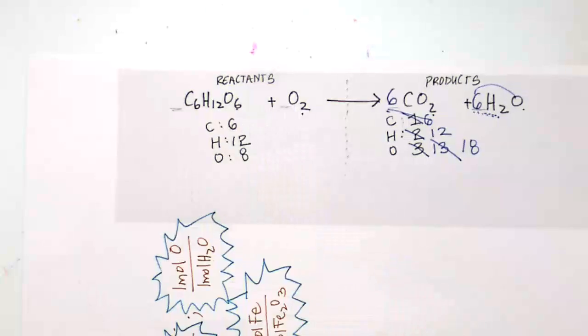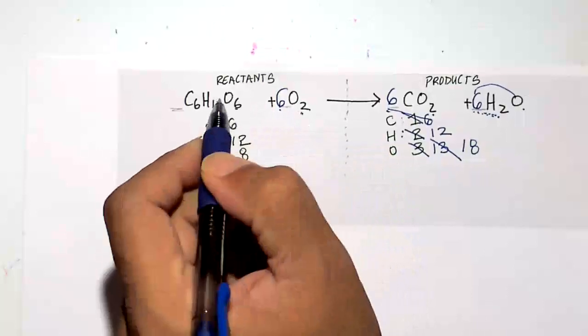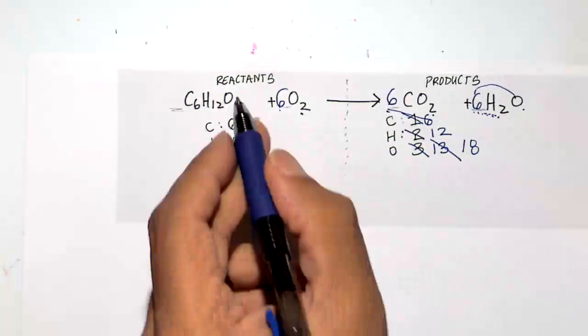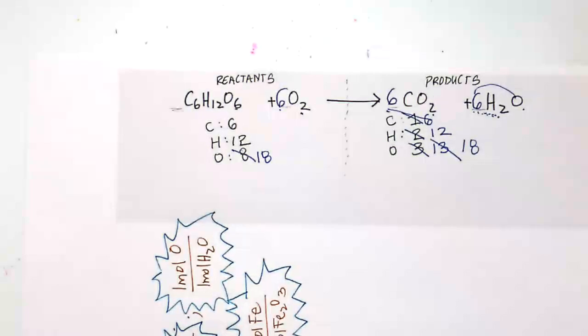Okay, so what can I put in here to get to 18 oxygens? If I put a 6 here, 6 times 2 is 12, 12 plus 6 is 18. You're right. Okay, we balanced it.